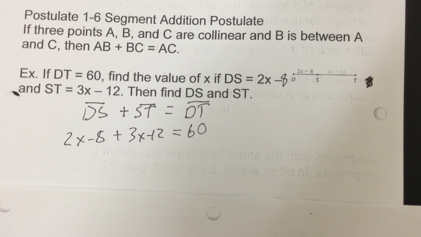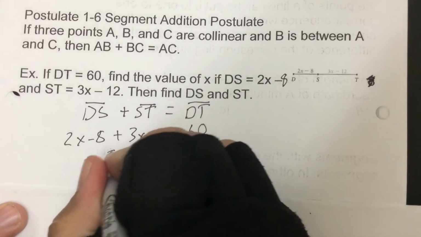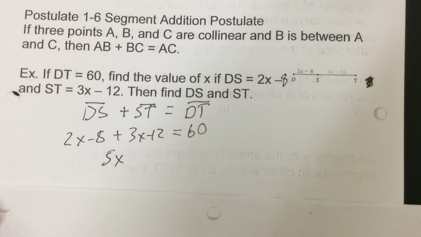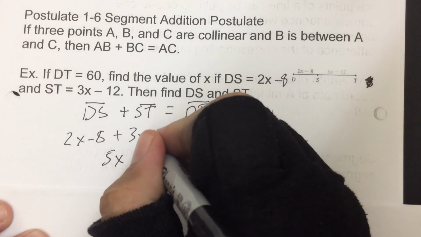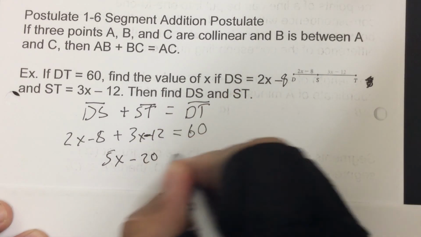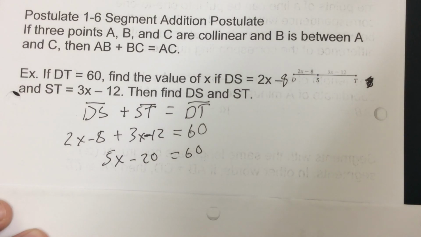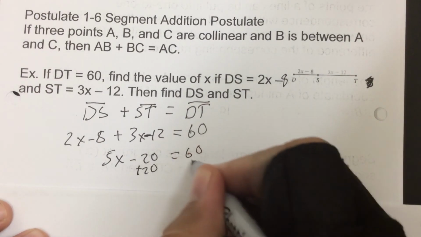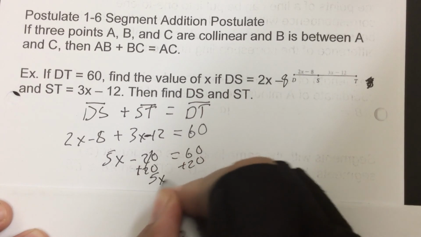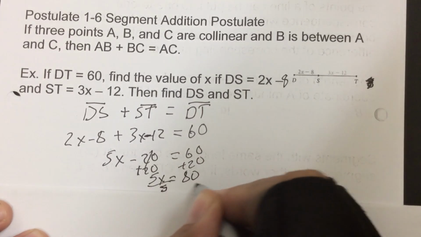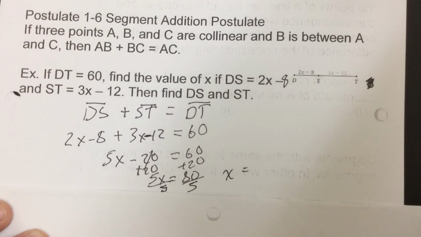So if we finish this out, we can put our like terms together first. So 2x and 3x would make 5x, and negative 8 and minus 12 make negative 20. It's going to equal 60. So add your 20 over. 5x would equal 80. Divide by 5. X is? How many 5's go into 80? 14. Close. A little higher. 16. There we go.